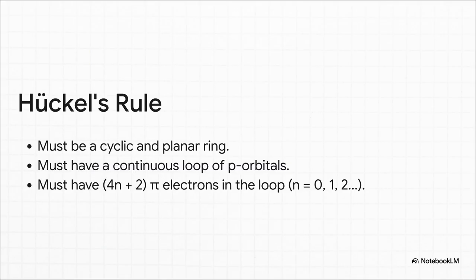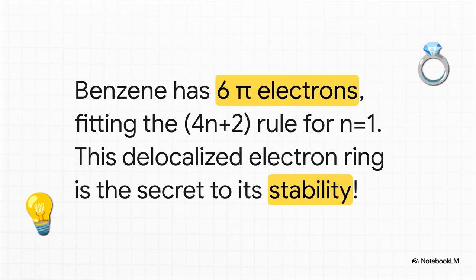So the molecule has to be a flat ring with a special electron loop. But the most important part, the real secret code for this stability, is that last point. The number of pi electrons has to fit a magic formula, 4n+2. So let's run the numbers for benzene. It has 3 double bonds, so that gives it 6 pi electrons. Does 6 fit the 4n+2 rule? Yep, perfectly, if n equals 1.